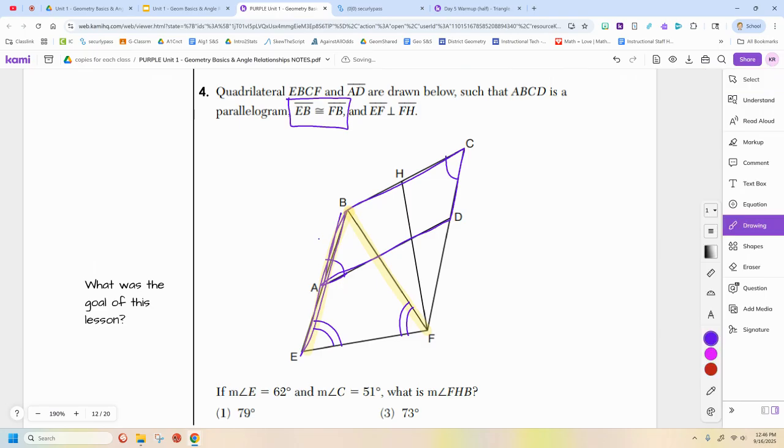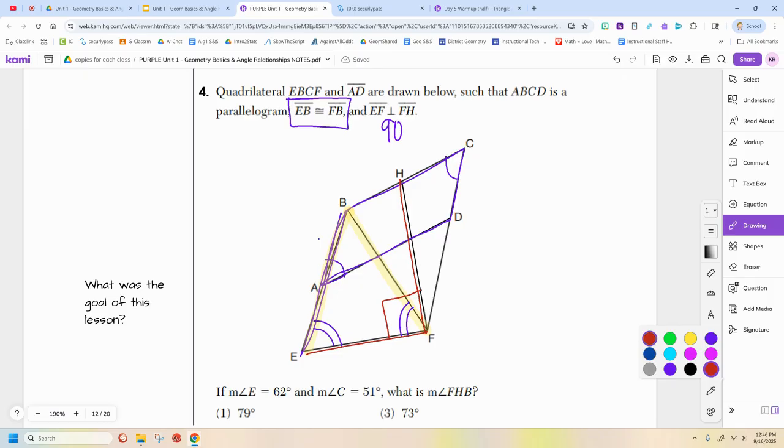One more factoid though. We got a 90-degree angle on top of everything else. EF is perpendicular to FH. So this is a right angle. Oh, so part of that right angle is part of my isosceles triangle. And the two angles have to add up to 90, aka complementary, right?